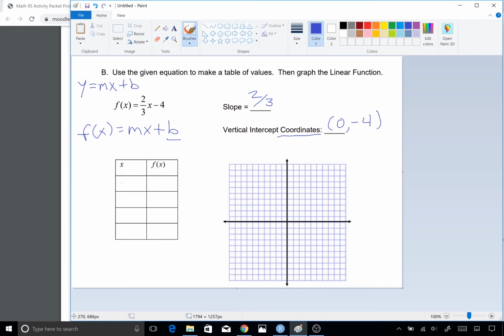So maybe we'll have the first x be -6. Then f of x equals 2/3 times -6 minus 4. Well, -6 times 2 will give me -12. Divide that by 3, and that's a -4. So I have -4 minus 4, and that'll give me that f of x equals -8. So my first point will be -6, -8.